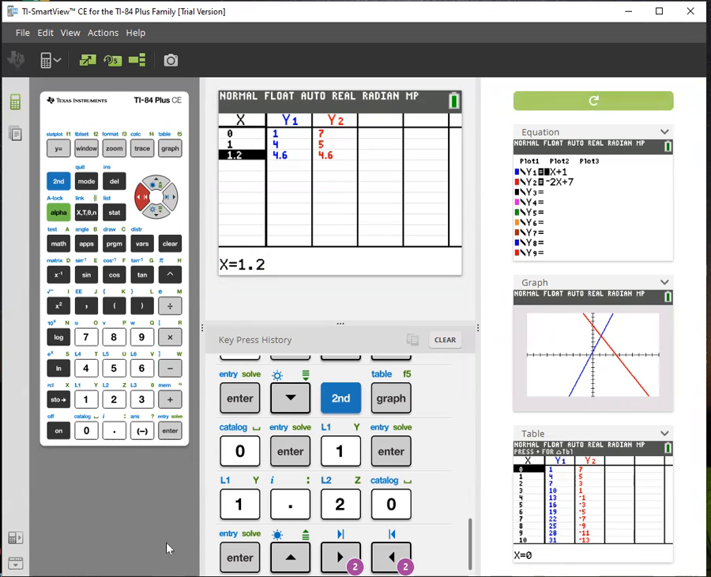So this is very useful for graphing systems of linear equations.